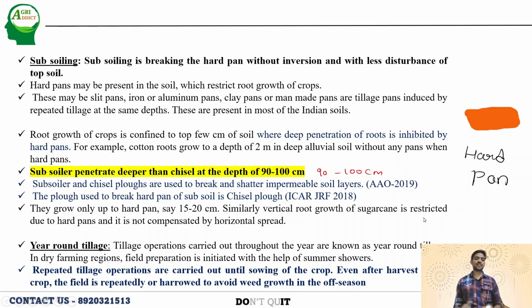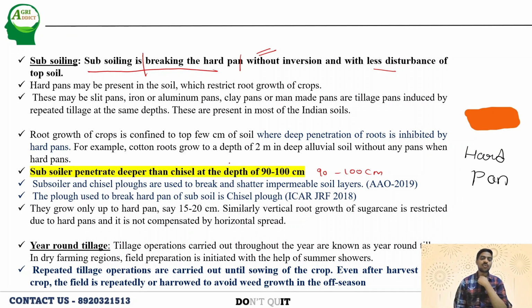And the next type of primary tillage is subsoiling. Here, the only important thing to learn and remember is the subsoiling definition. Subsoiling is nothing but breaking the hard pan. Here, our objective is to break the hard pan, and most importantly, without inversion and with less disturbance to the subsoil. The remaining explanation is simple. I think you can understand it.